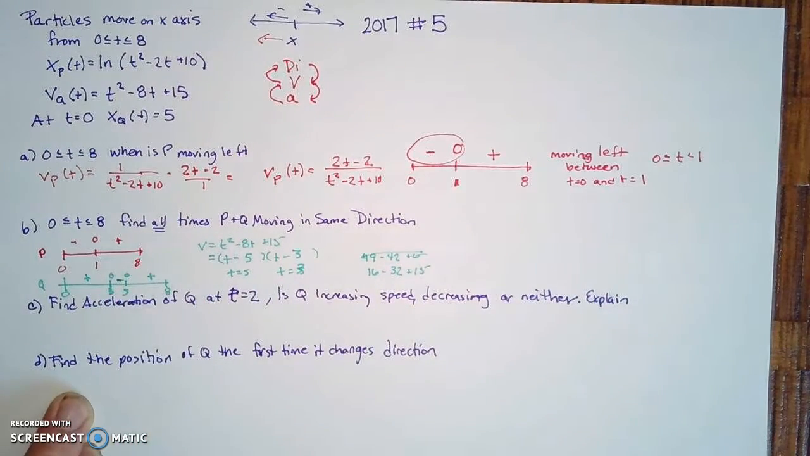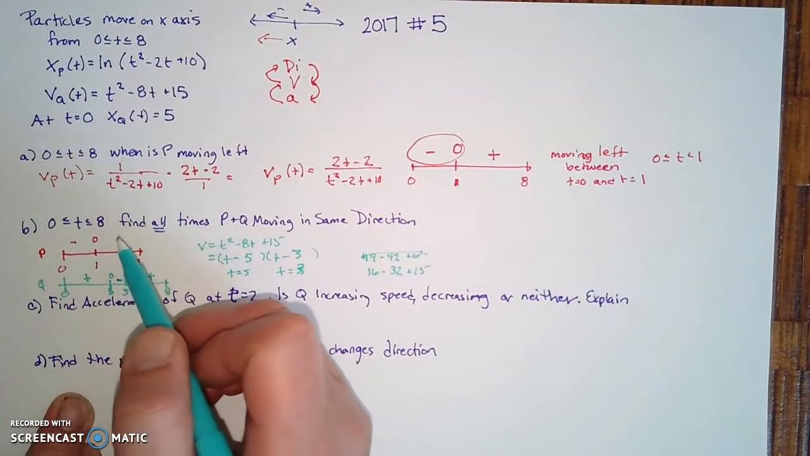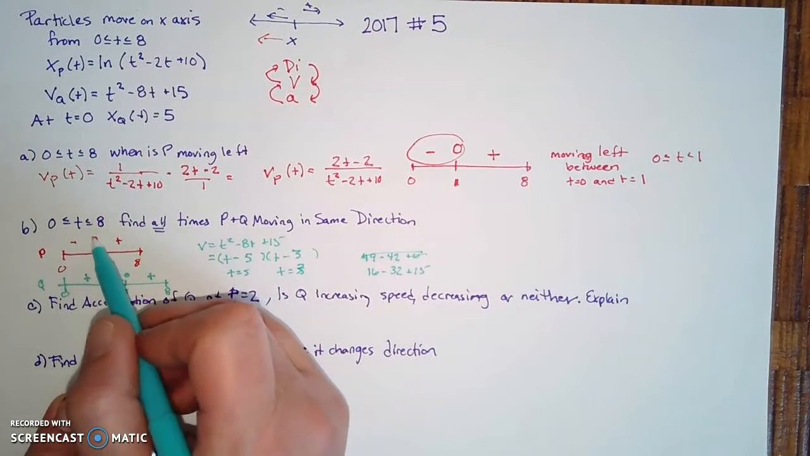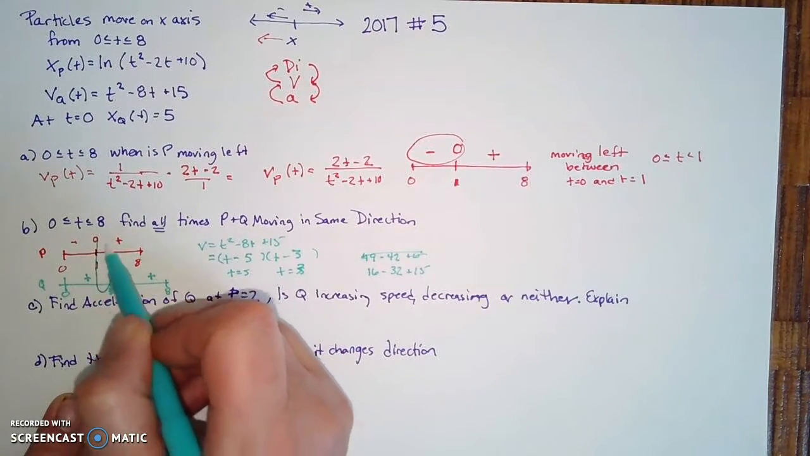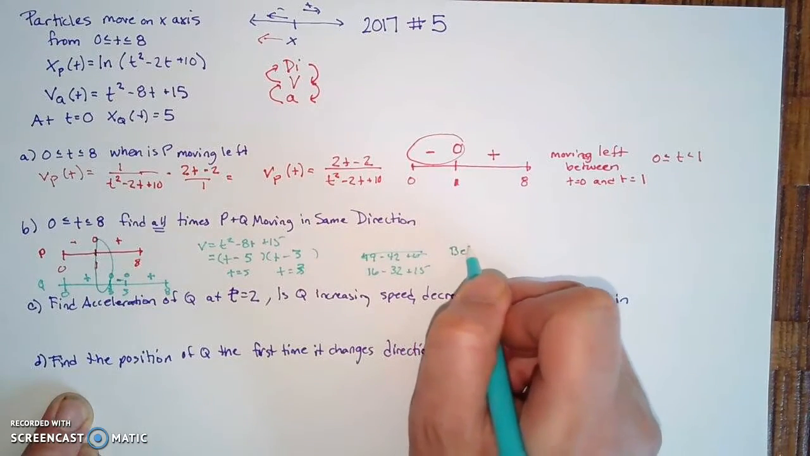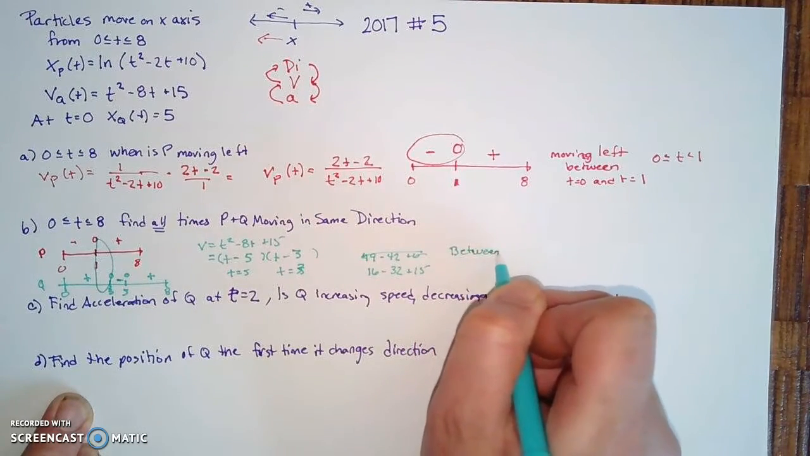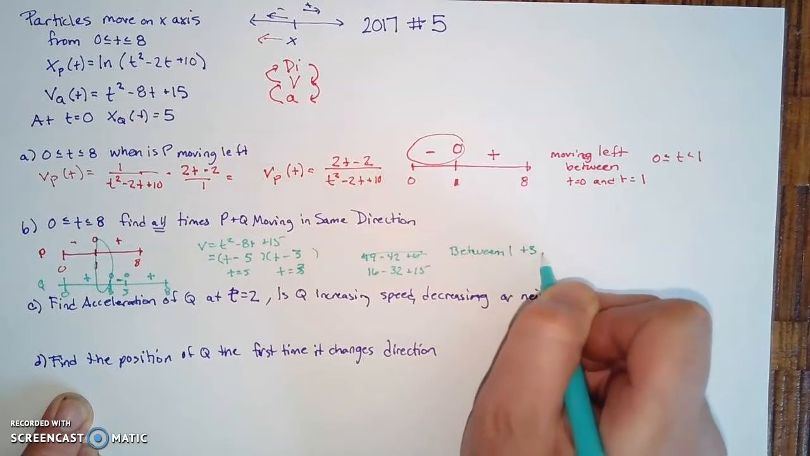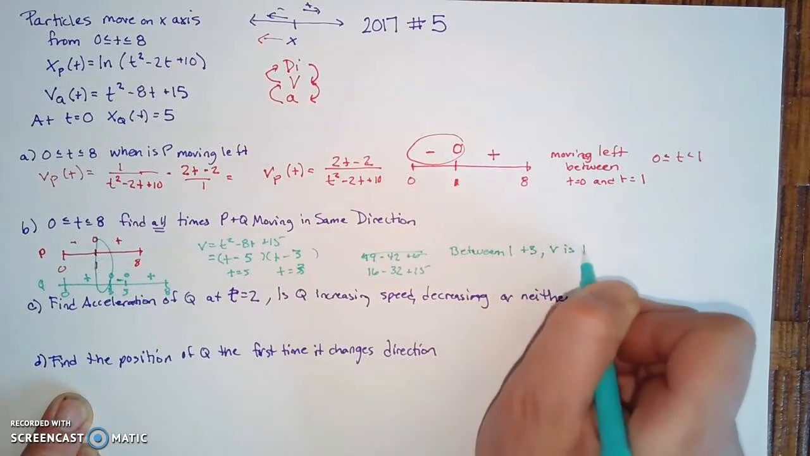So the only times where the signs of these move in the same direction, let's see, are between 1 and 3. Yep, they're positive. Between 1 and 3, v is positive.